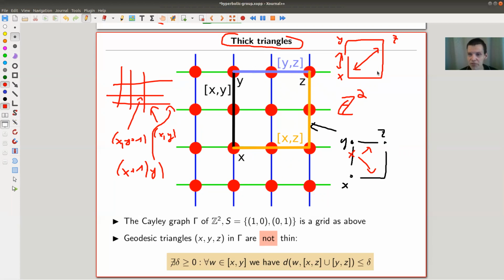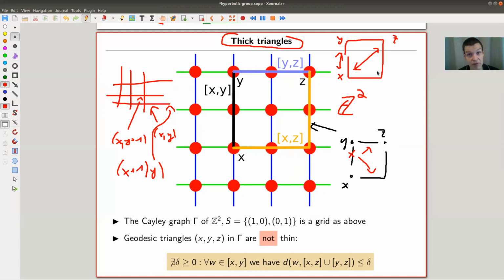I say again, why? Because you can put X, Y, and Z everywhere, right? So you can stretch them arbitrarily far away, and then those points get arbitrarily far away from all of those sides. So you don't always have thin triangles. You sometimes have fat triangles or thick triangles. It depends on the group. And now we're in business. It depends on the group.